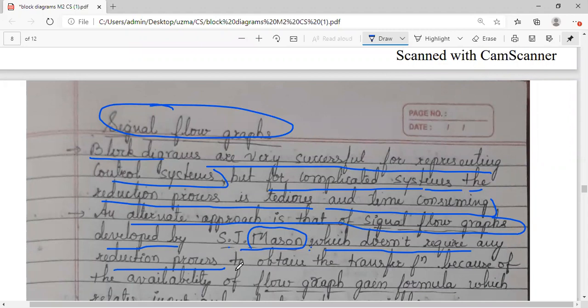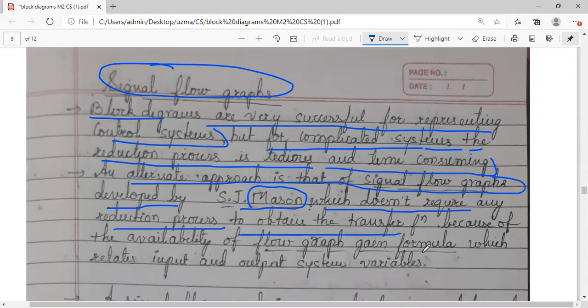The reduction that we do in the block diagram can be avoided in these signal flow graphs in order to obtain the transfer function. It is easy because of the availability of the flow graph gain formula, what we call Mason's gain formula. Directly we can find the transfer function, no need of reduction.